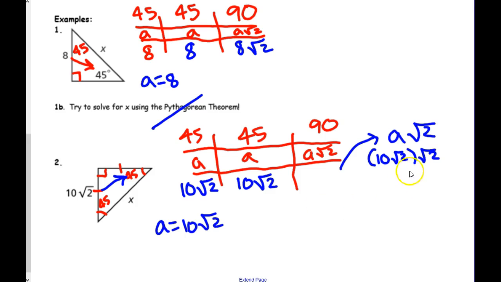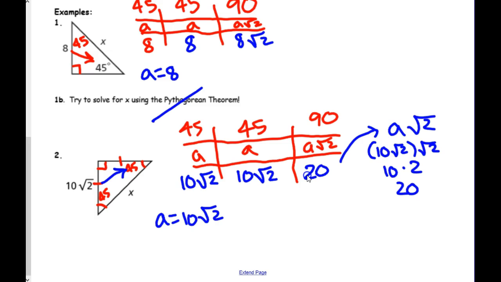Cool? So that means I have 10 times 2. Right? This 10 times 2. What's 10 times 2? 20. So guess what we got? 20. That was a weird one, right? But if you follow the steps in order, you'll be all right. Okay? You might have to do a little bit of algebra. Okay?